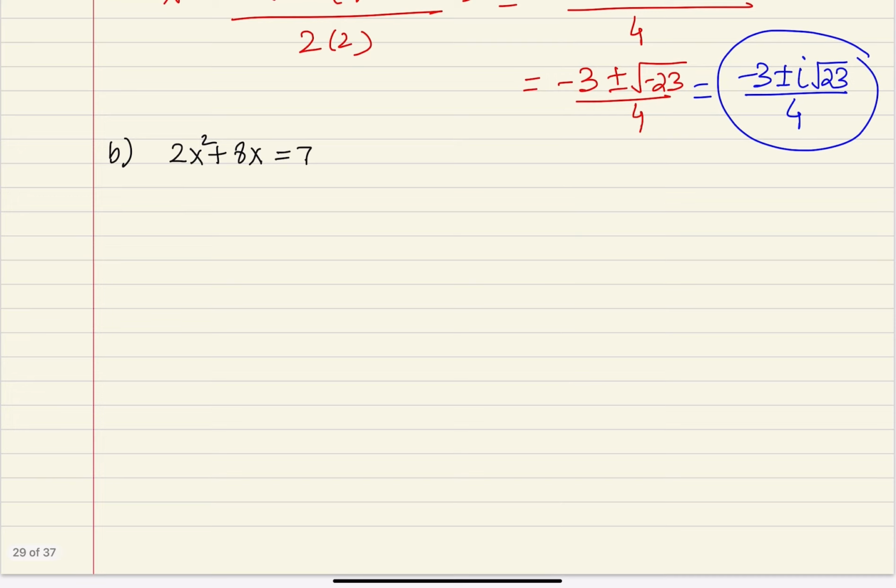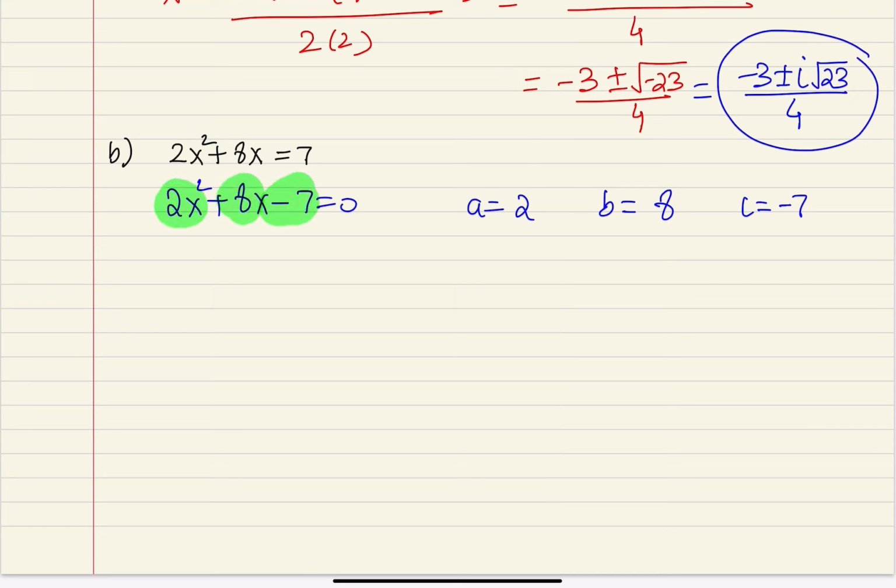Part B, we have our second example, 2x squared plus 8x equals 7. Step 1 is I want to bring all the terms on one side. It doesn't matter left or right-hand side. It does not matter which side we bring them to. And figure out what my a is, what b is, and what c is. Notice c is going to be negative 7 here, so the signs go with the terms.